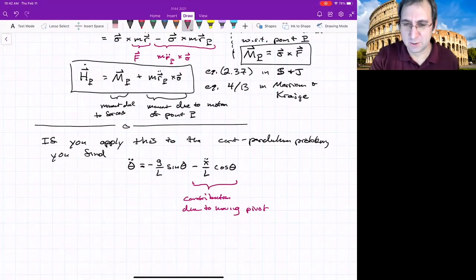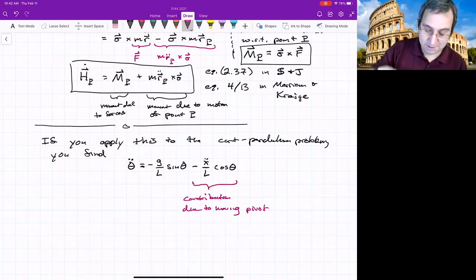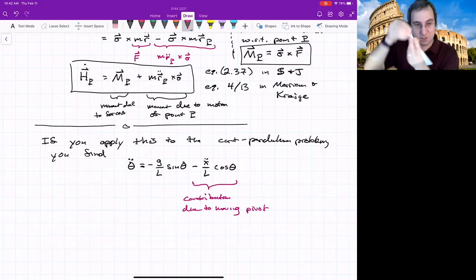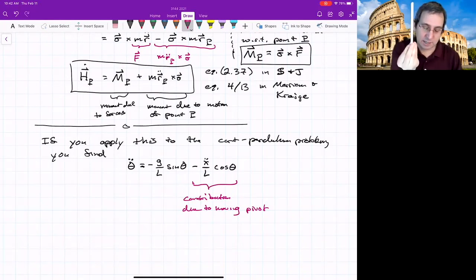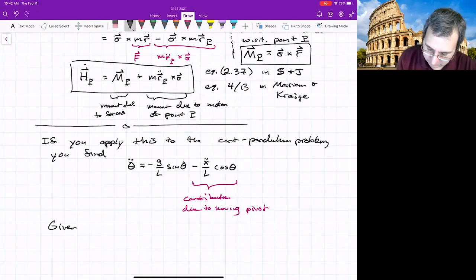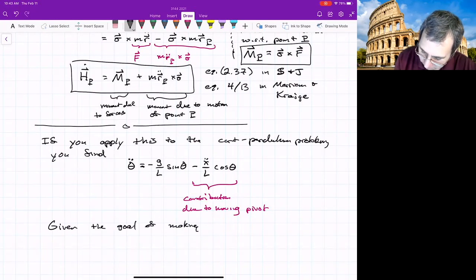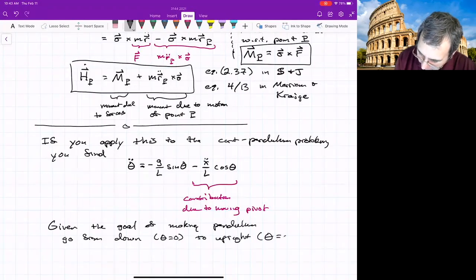And this would be related to a control problem. Can you pick x as a function of time to make the pendulum go from down to up? It's a classic problem in control. I'm not going to ask you to do this. I just want to give you an example of how this would be used. Given the goal of making a pendulum go from down, theta equals 0, to upright, theta equals pi, how do you pick x as a function of time?